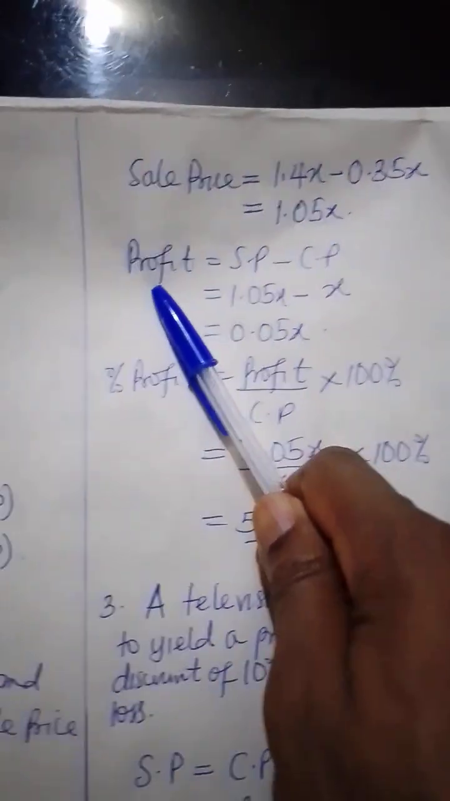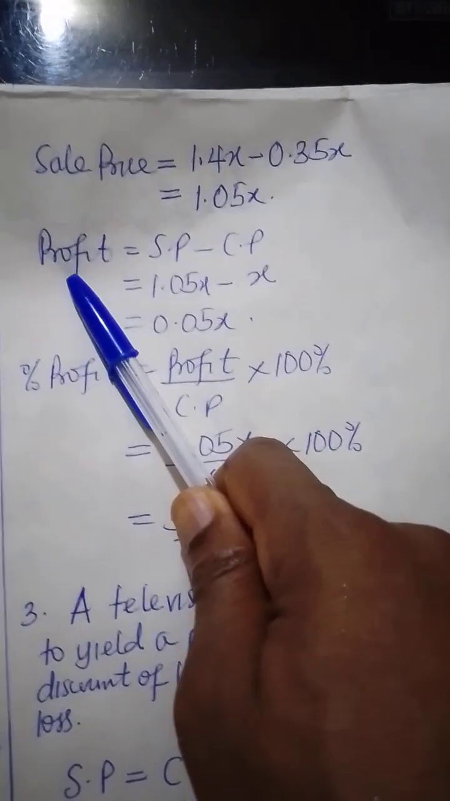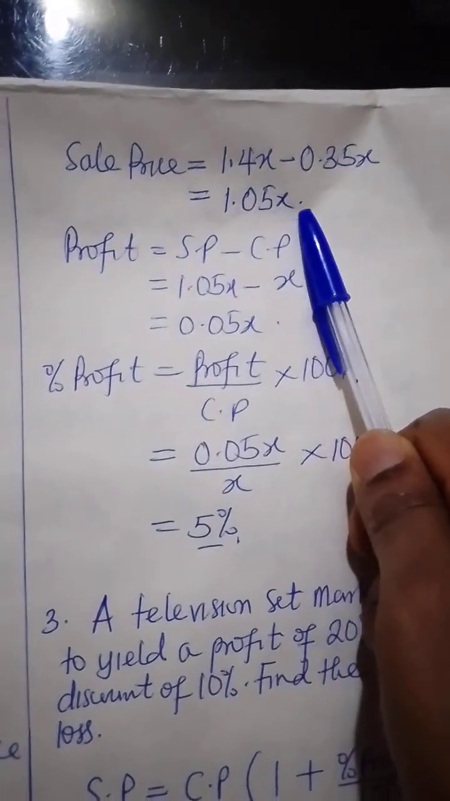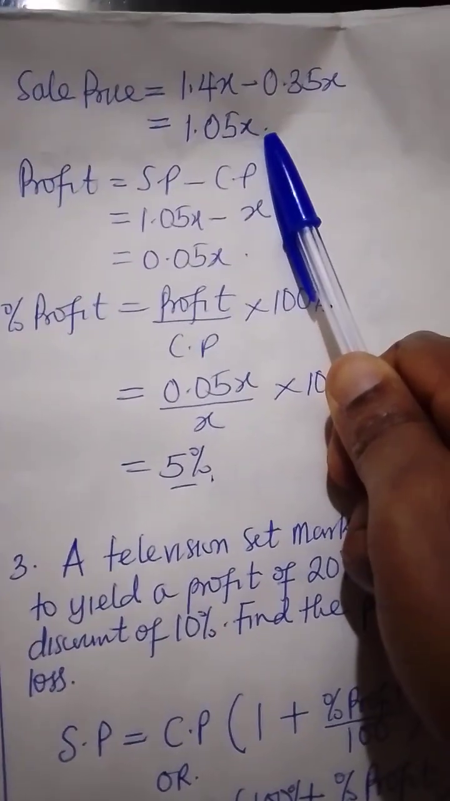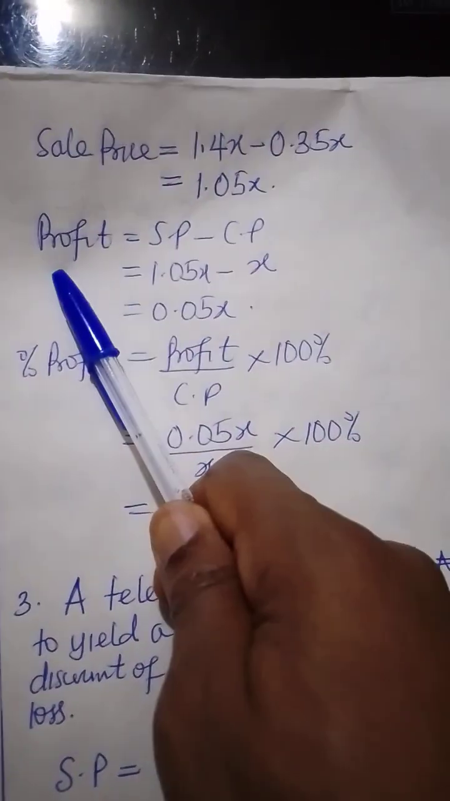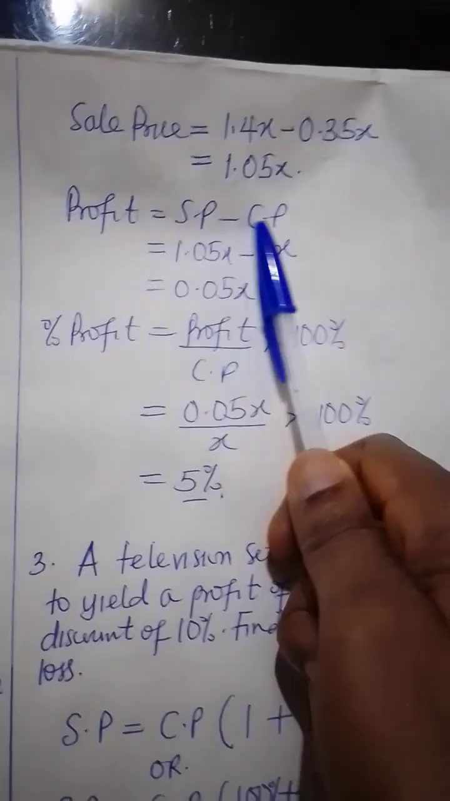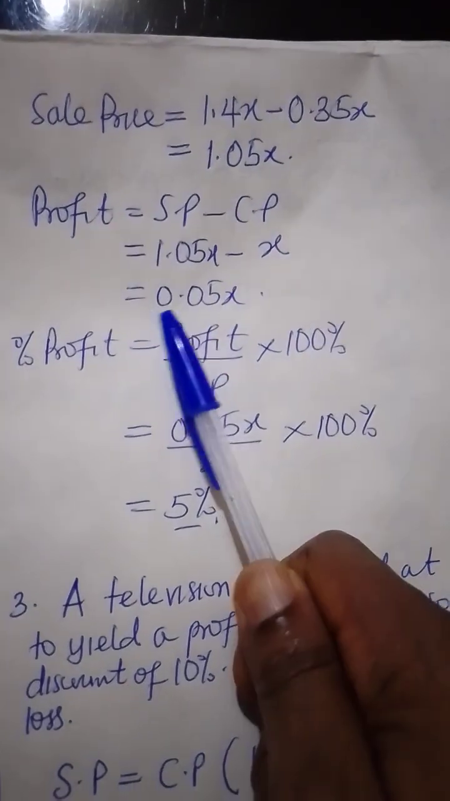So profit, don't forget profit. How do we know we're making profit? We're making profit because the sale price is 1.05x while the cost price is x. So it means that the sale price is greater than the cost price. So our profit is selling price or sale price minus the cost price. So 1.05x minus x will give us 0.05x.